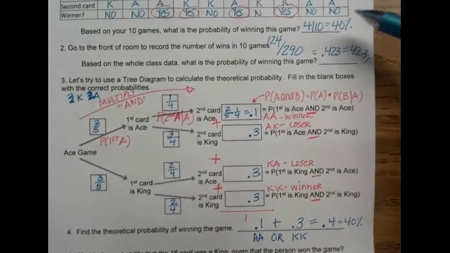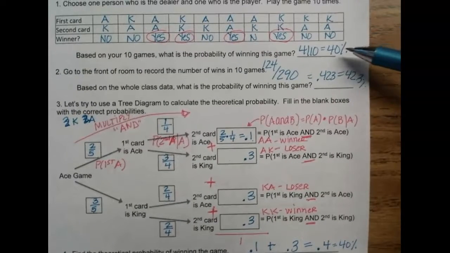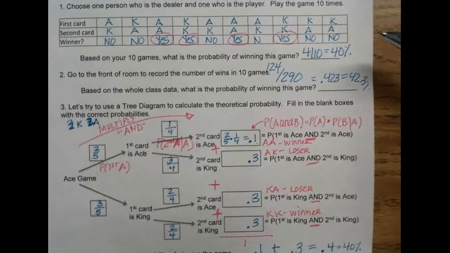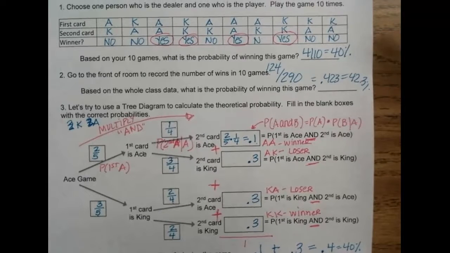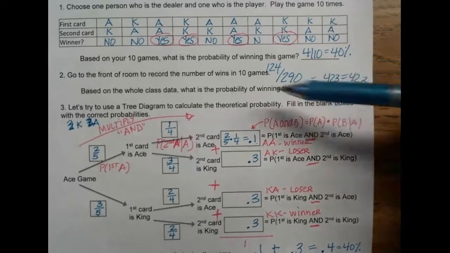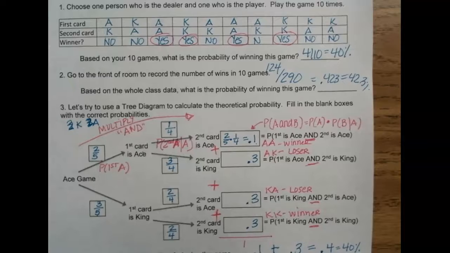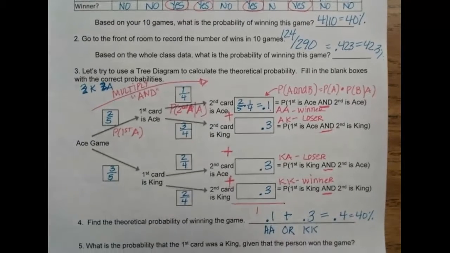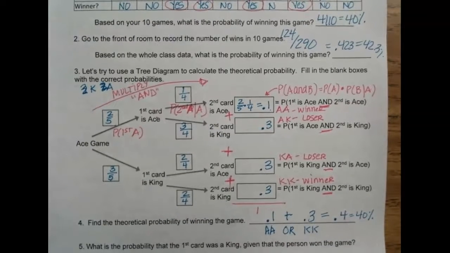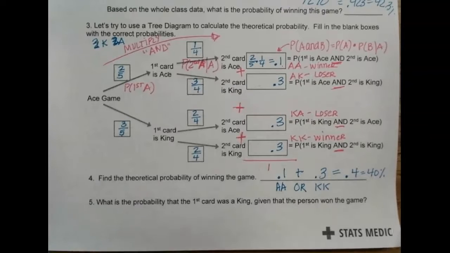Okay, so in our experimental probability, we just happened to get 40%. That happens. Remember, any short run probability is unpredictable. We can't say what's going to happen for sure. Then we had a whole lot more repetitions. So we got 42.3%, and that is still an experimental probability. We did a bunch of repetitions, but it's still experimental, so it's not going to be exact. But it's pretty close to our 40% that we got here.